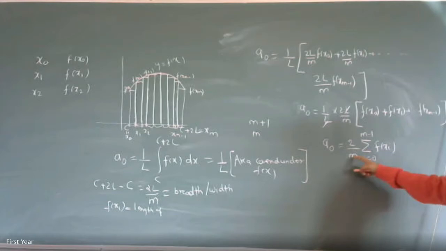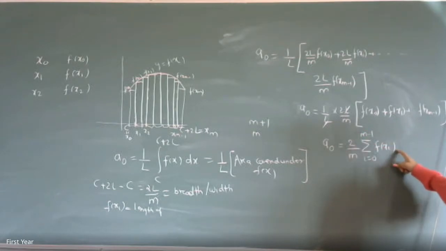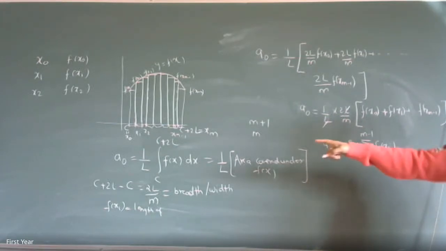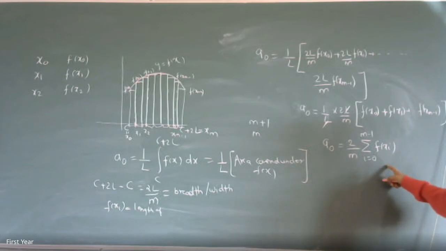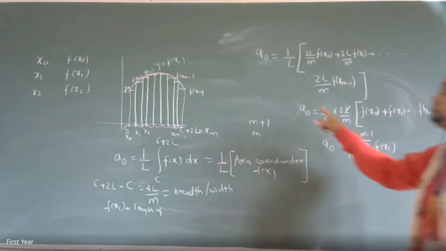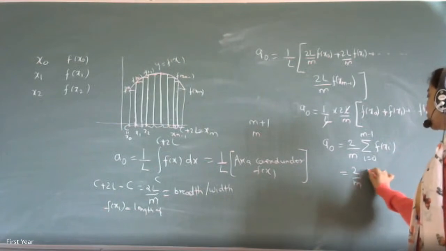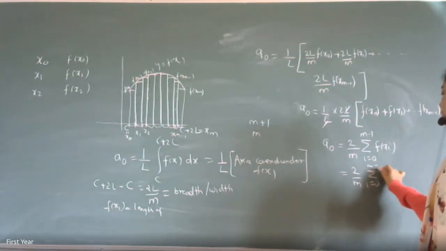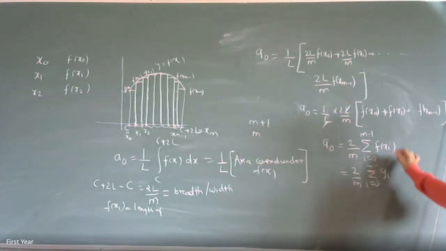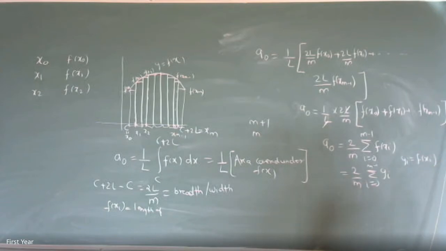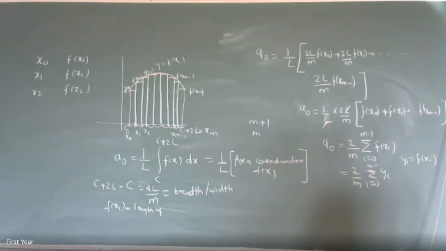So A naught is equal to 2 by n summation from 0 to n minus 1 of f of x. So the integration has been converted into summation. Now it's going to become much easier. You don't have to do the integration. You have to use a calculator and find these values, which will be the summation of f of x. Again, what is f of x? f of x is y. So this is also written as 2 by n summation from 0 to n minus 1 of y. What is y? f of x. Is this okay? Is this clear, everyone? Yes, ma'am. Okay. Now, this is the formula for A naught.